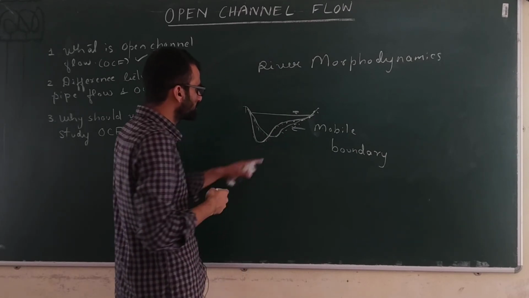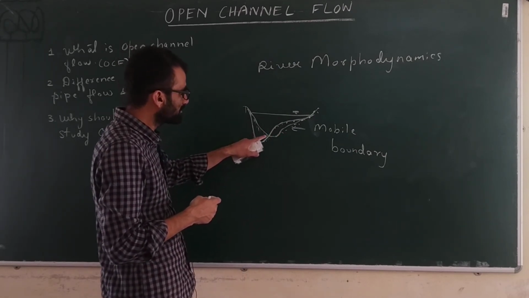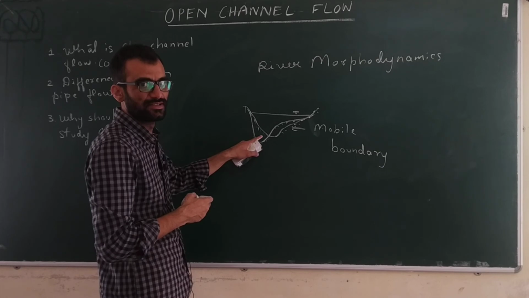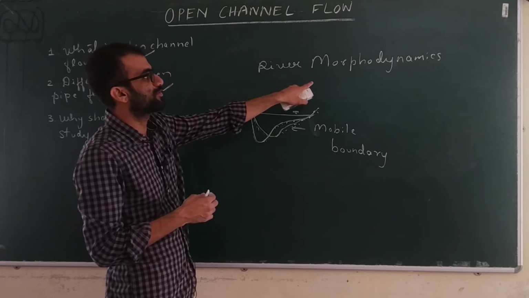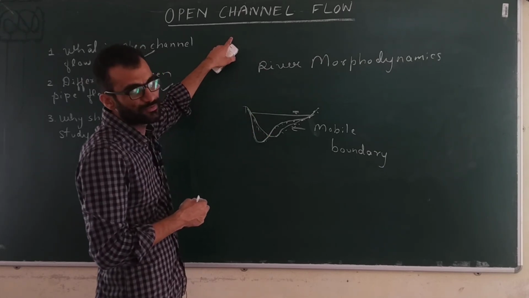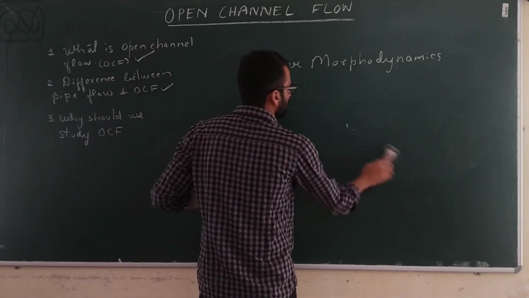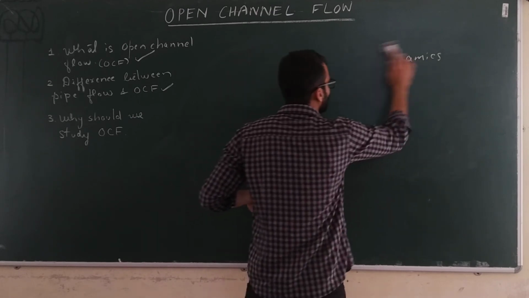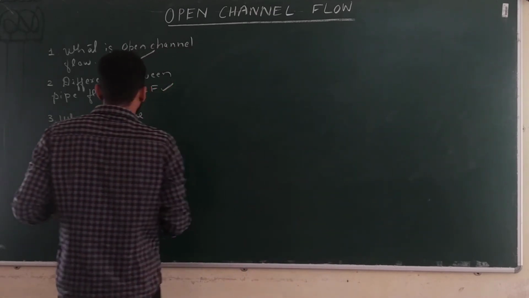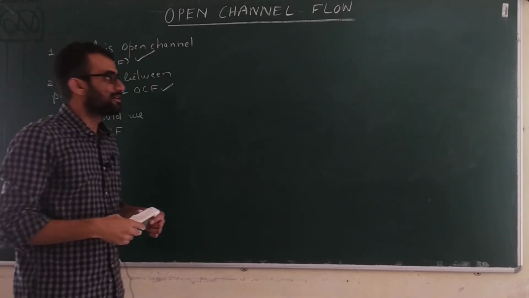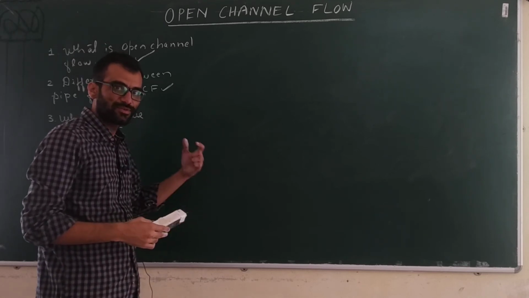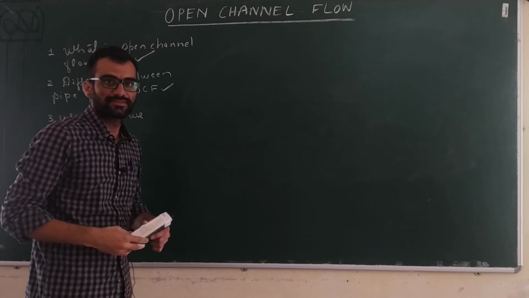So when you have to study the changes in the river morphology, this study is called river morphodynamics, and for that we have to study open channel flow. So these are the various examples or areas where we need the knowledge of open channel flows. And from the next time we will start with the basics of open channel flow and its governing equations. Thank you.